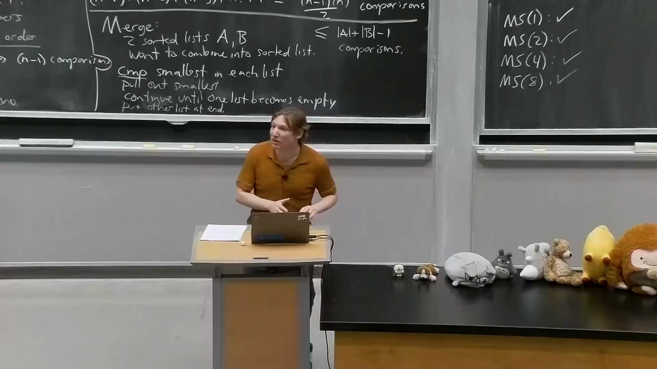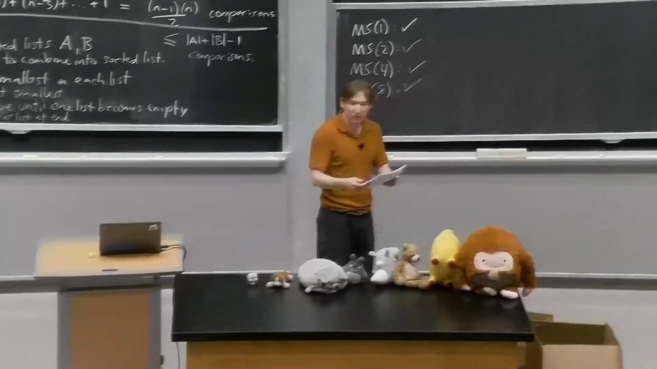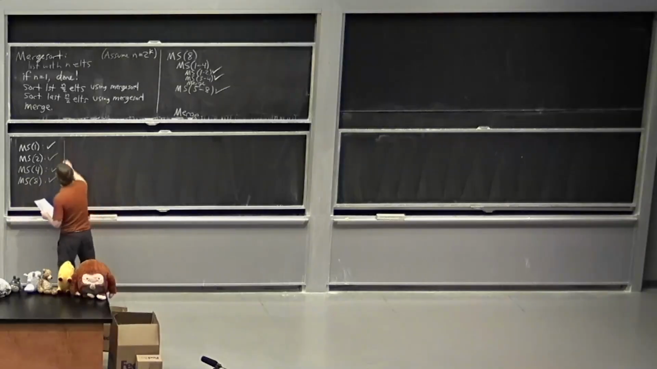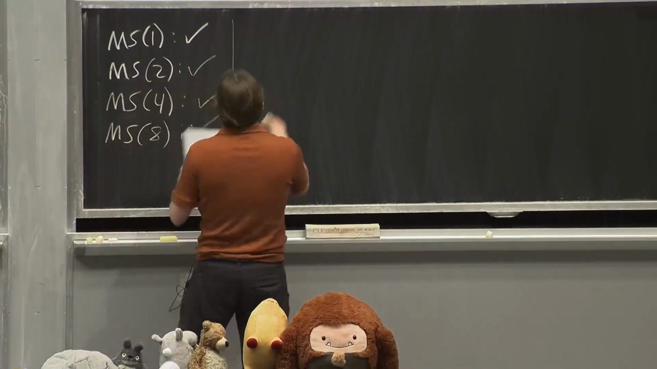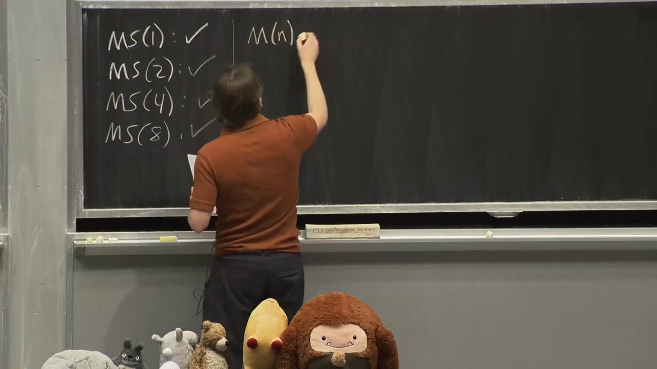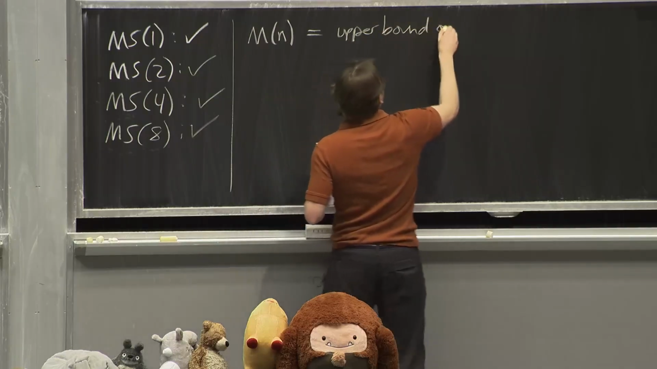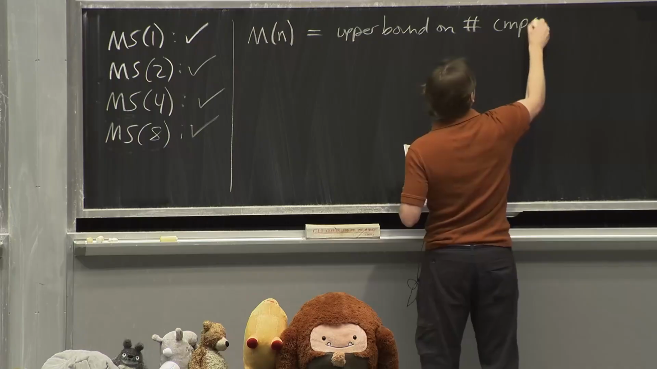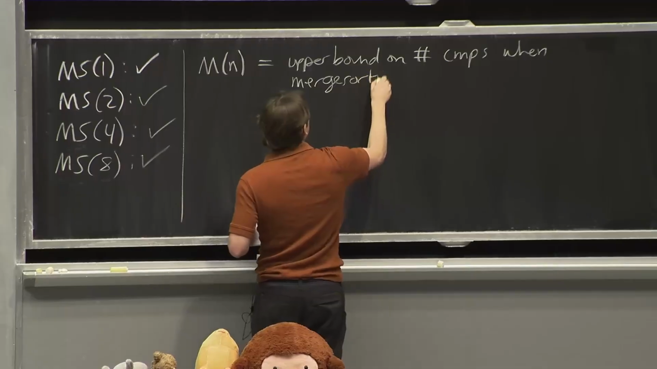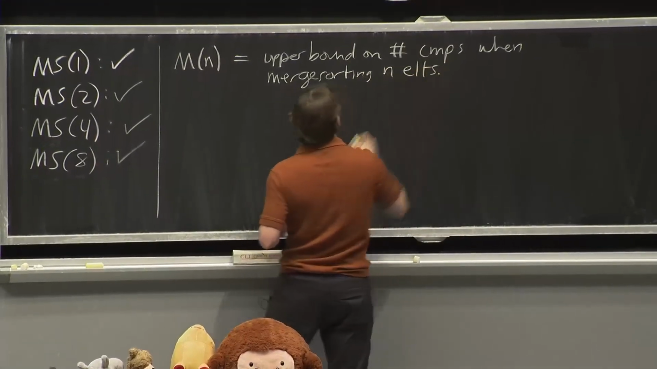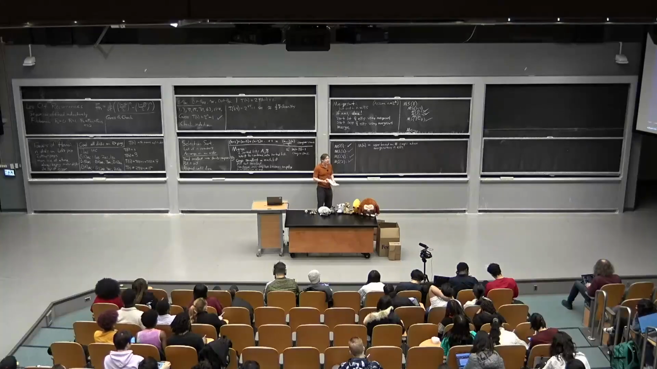All right, still restricting to just powers of 2 for now. Well, how long does it take? We have an algorithm, I want a runtime. And just like before, we can describe our runtime with a recurrence. Let's call it M of n, this is an upper bound on the number of comparisons when merge sorting n elements. And we're trying to figure out M of n, for now, just when n is a power of 2.